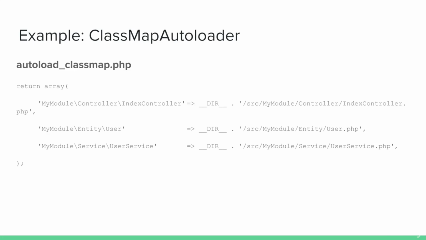As you can see, it basically just returns an array of class names, including the namespace. The value for each key corresponds to the fully qualified path on the disk, on the file system. So as you can see, if we look up an entity within our module that's called user, immediately we'll get the path on the file system for that class. So we don't have to normalize anything.